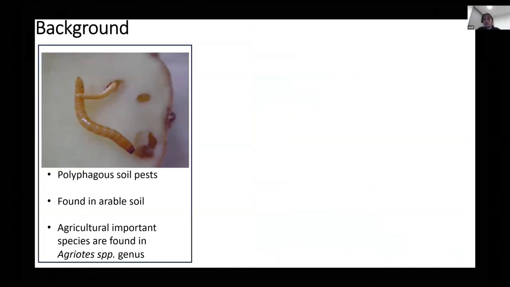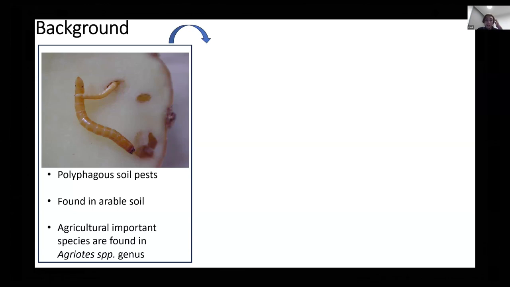To start with some background information, wireworms are click beetle larvae, which are polyphagous soil pests. So they eat a variety of different crops. They're found in arable soil in North America, Europe, and especially in the UK. But most importantly, the most economically important species are found in the genus Agriotes, since they're the main ones that do the direct and indirect damage to crops, making them unmarketable and susceptible to other diseases and pests.